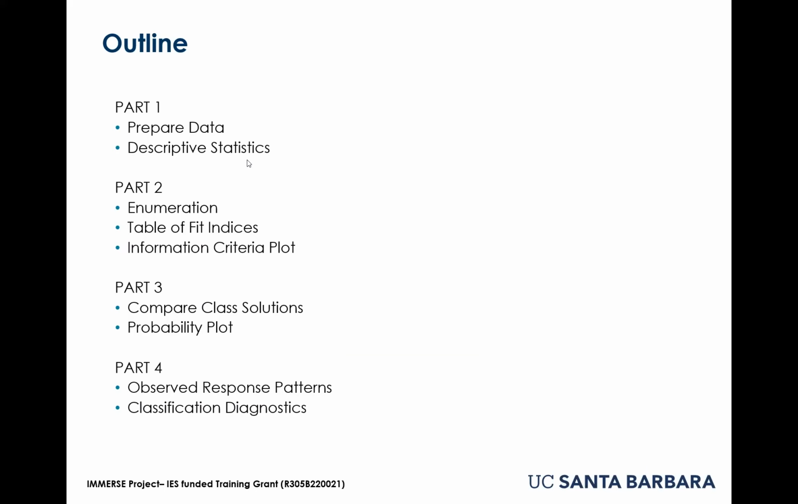This walkthrough will be divided into 4 parts. The first part will prepare the data and look at some descriptive statistics before part 2, which is the latent class analysis enumeration, table of fit indices, the information criteria plot. Then in part 3, we'll compare class solutions and look at probability plots. And then finally in part 4, we'll look at classification diagnostics and observed response patterns.